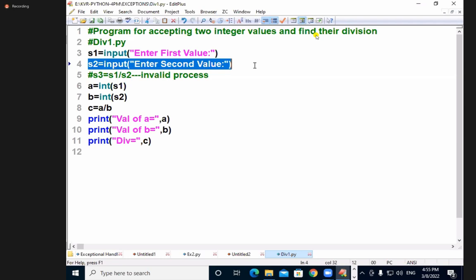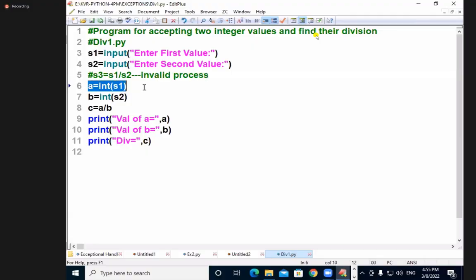Line number 2 also, there is no problem. Of course, I kept it in a comment, it is neglected. Line number 6, 100 value is converted into integer, no problem. 0 value converted into integer 0, no problem. And line number 7, line number 8, you see, the PVM is substituting as what? 100 by 0.